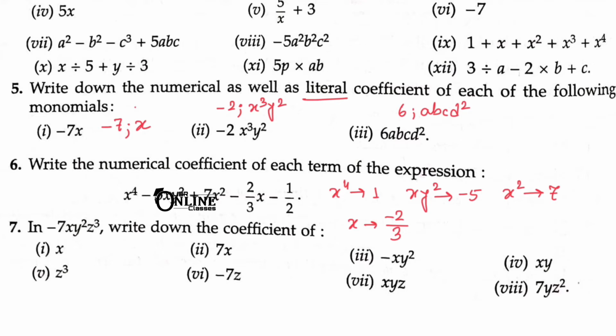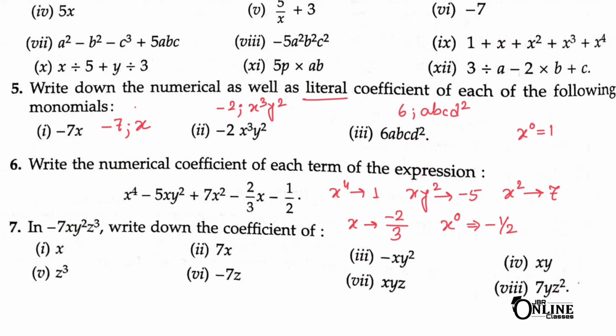Okay, and the last one here is minus half, so it will be x to the power 0. So the coefficient of x to the power 0 equals minus half. Always remember that any number which has power 0 will always be 1. So x to the power 0 is 1, a to the power 0 is 1, b to the power 0 is 1. Any number which has power 0 equals 1. So last one here x to the power 0, and the coefficient is minus half.